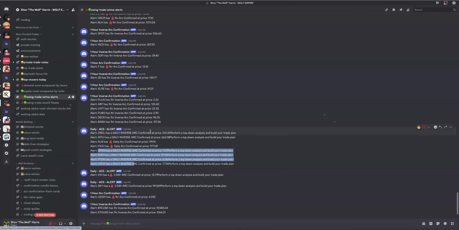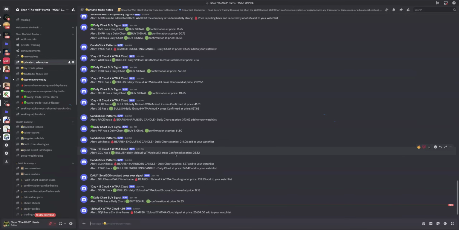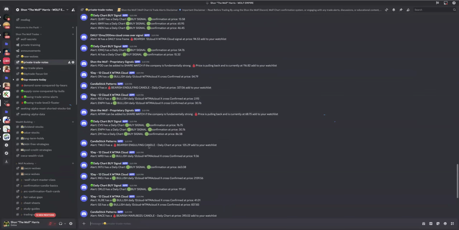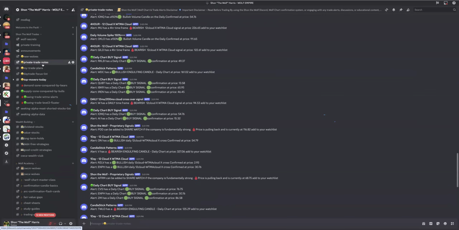Now, if you're more advanced and you've been with me for a minute, outside of these alerts, we have these private trade notes that I just opened up for beta testing, and inside of here it's a lot of different types of alerts. What I'm saying is, be in this tab if you are more advanced and you know what all this right here means. It's not a lot, but you can make a ton of money with this: top movers, demand zone conquered, supply zone conquered, and these swing trade WTMA alerts.